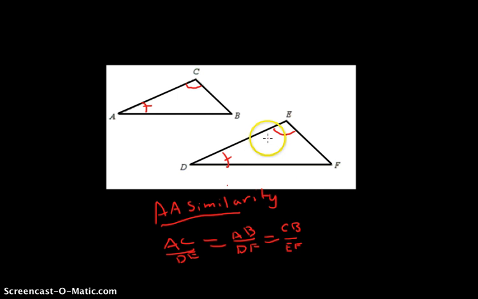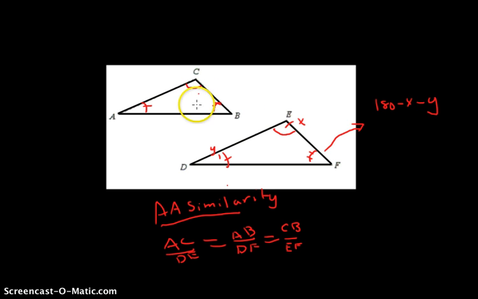And if you can also prove a similarity, then that must mean that this angle is also equal to this angle. Because if you think about it, you have 180 degrees in a triangle. Let's say this is x and this is y degrees on the inside. So this angle right here is going to be equal to 180 degrees minus x degrees minus y degrees.